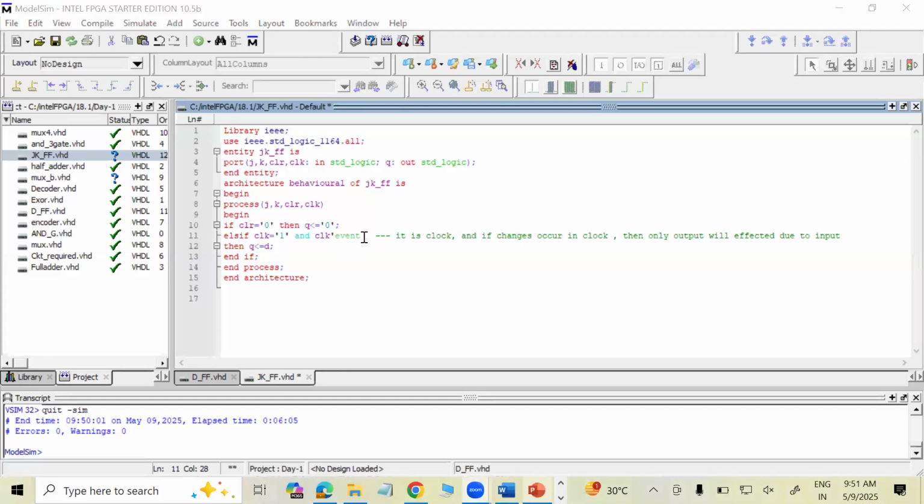Here we will use two if statements. If J equals 0 and K equals 0, or you can use a case statement also, like J and K. It's better to use J and K here.